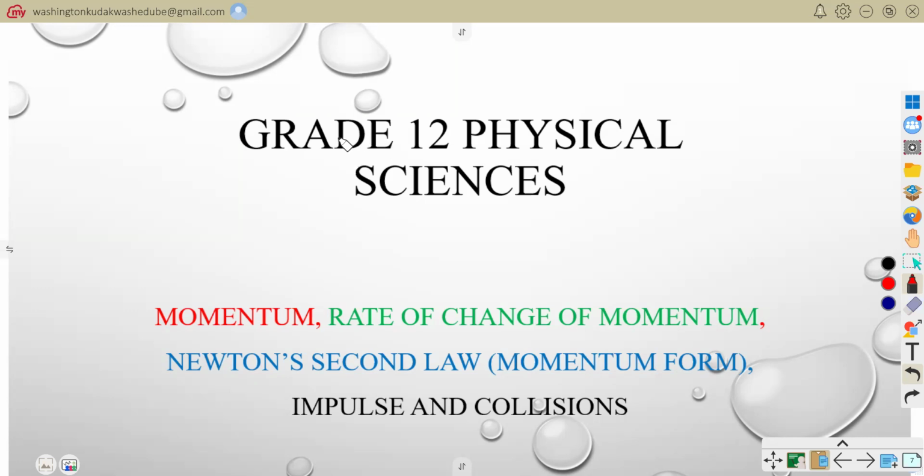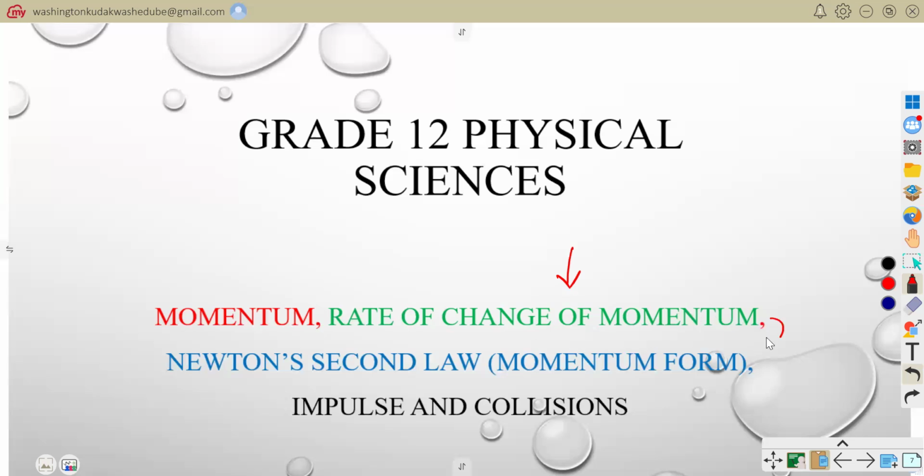I want us to continue with our great core physical sciences, where we have been discussing the topic of momentum, rate of change of momentum, Newton's second law in terms of momentum, impulse, and collisions. But today, I want us to specifically discuss the subtopic rate of change of momentum.